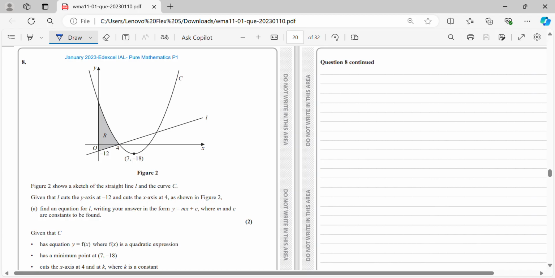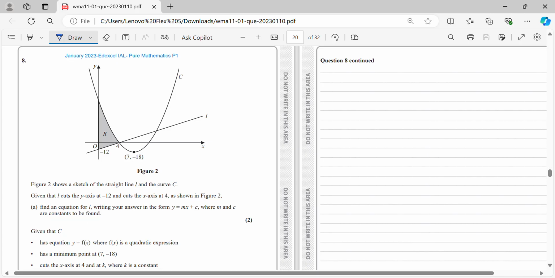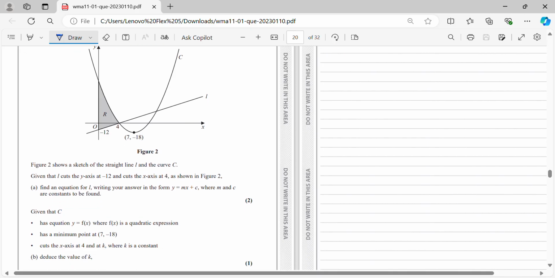Question 8: Figure 2 shows a sketch of the straight line L and the curve C. Given that L cuts the y-axis at -12 and cuts the x-axis at 4. Okay, so there is a straight line. It cuts the y-axis at -12 and it cuts the curve at 4. Find an equation for L, writing your answer in the form y equals mx plus c, where m and c are constants to be found.